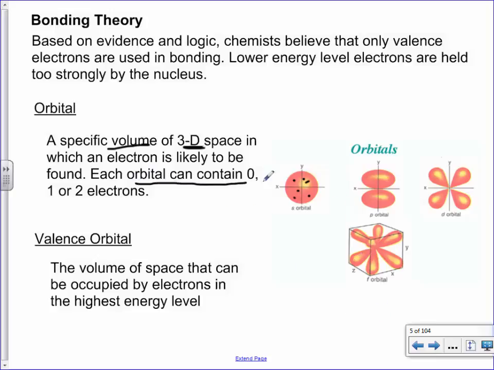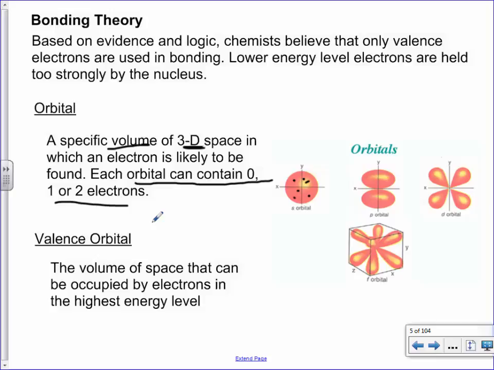Here's the first thing I need you guys to be able to memorize. We believe that orbitals can either have no electrons, 1 electron, or 2 electrons. We've actually already talked a little bit in this course about how orbitals don't have to have electrons.